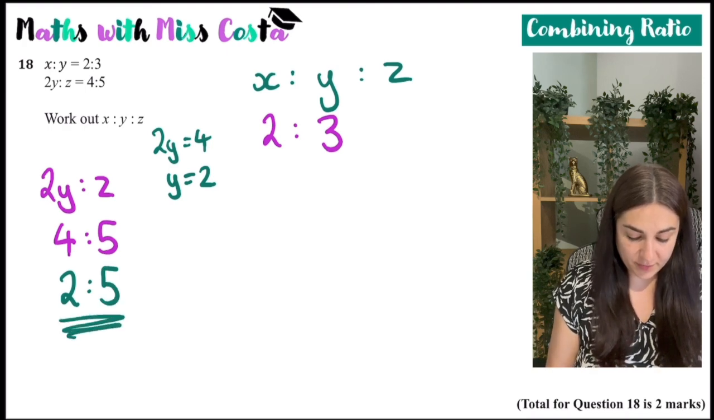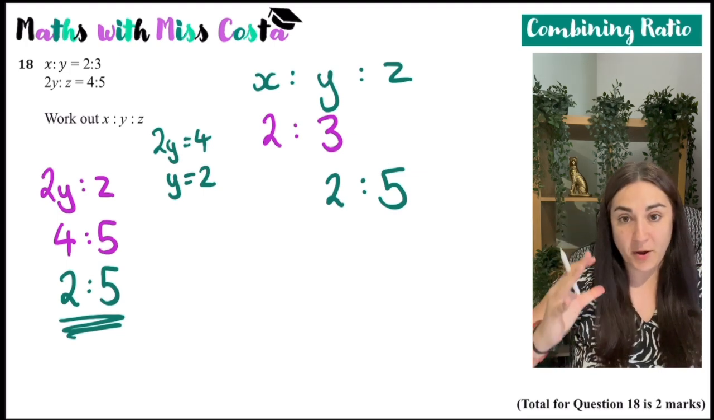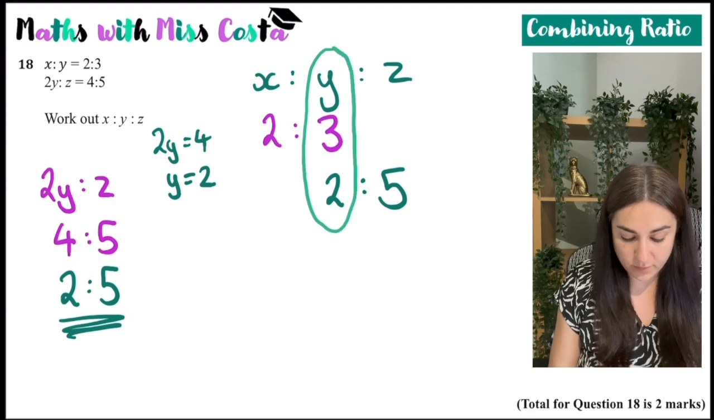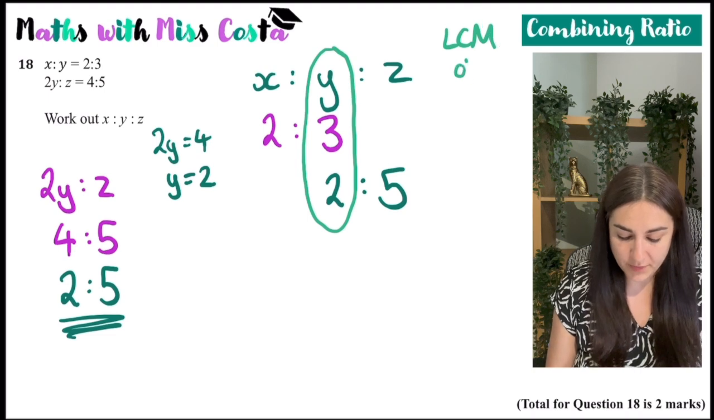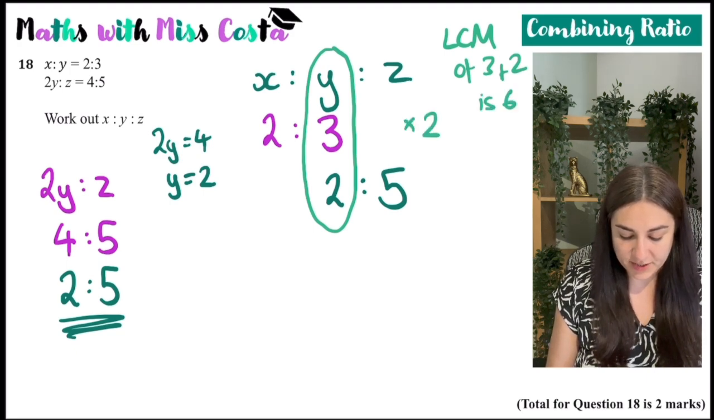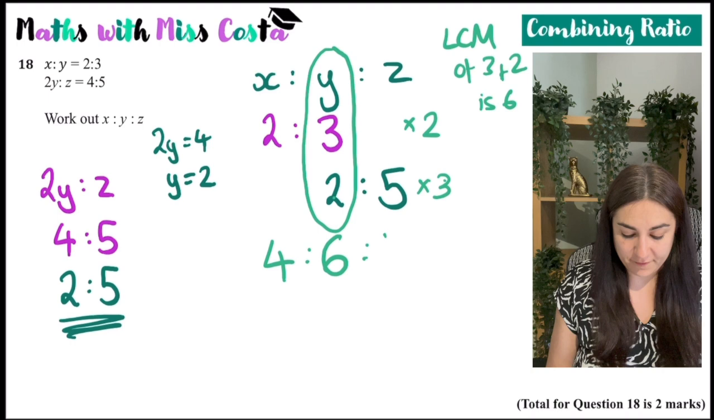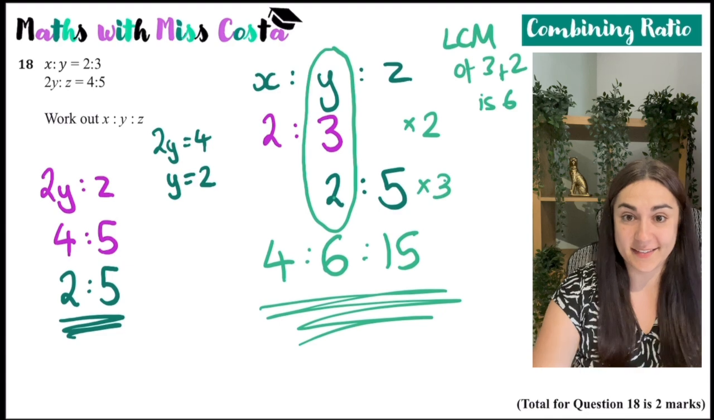Okay, so then I know the ratio of y to z is 2 to 5, and I can write it in this table here. In order to combine the ratios, you want your common variable to be equal. So you find the lowest common multiple of the variables. The lowest common multiple of 3 and 2 is 6. So I multiplied this ratio by 2, and that is going to be 4, and that is going to be 6. And then I multiplied this ratio by 3, because 2 times 3 makes 6, and then 5 times 3 makes 15. So x to y to z would be 4 to 6 to 15.